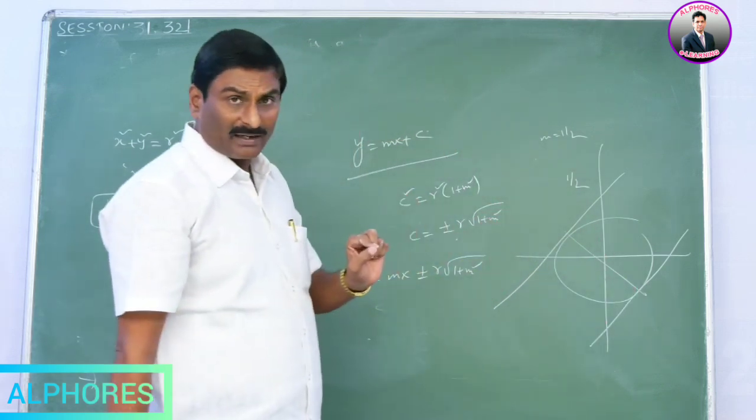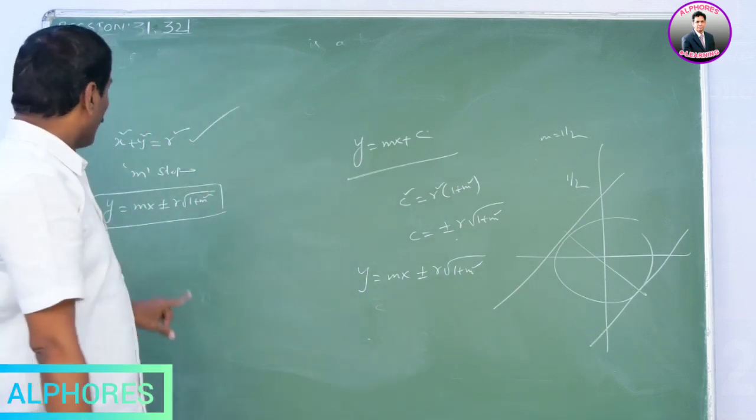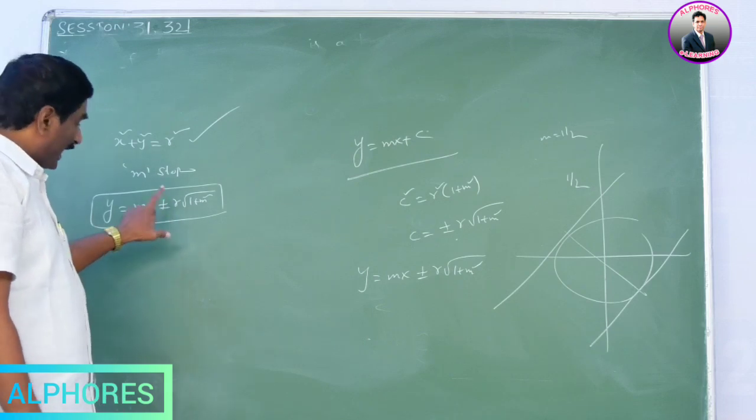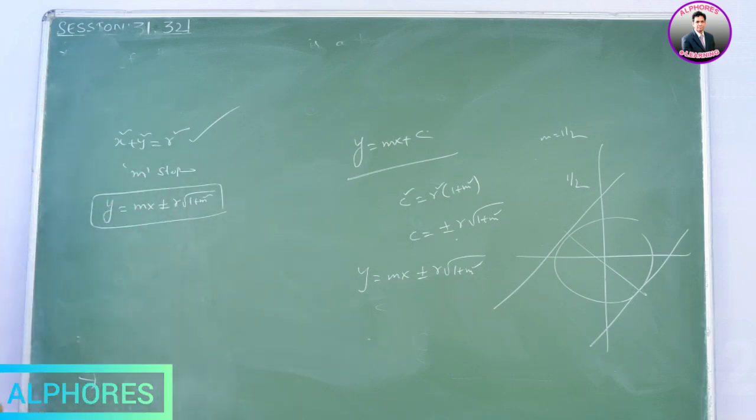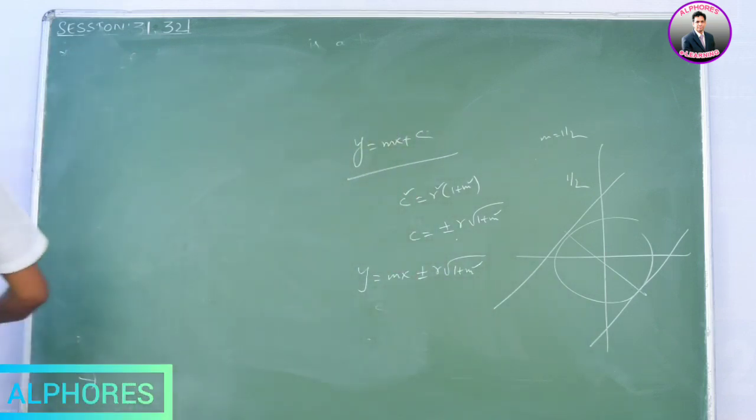If the slope is given, then two tangents are possible. The two are parallel. So we take plus, we get one of the tangents, and we take minus, another tangent. Okay, please note this point. Very, very important point.